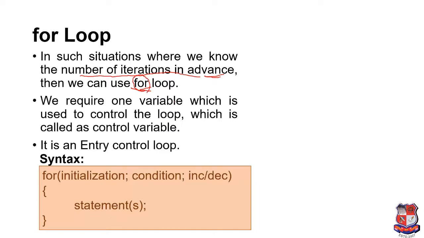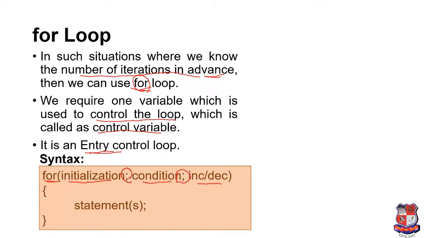We require one variable which is used to control the loop, which is called the control variable. It is an entry control loop. We already discussed what an entry control loop is. Now we are going to discuss the syntax. We have to write the for keyword, and inside this for loop we have to write three things. First is initialization, second is condition, and third is increment and decrement. Keep one thing in mind, we have to separate these three things by semicolons only.